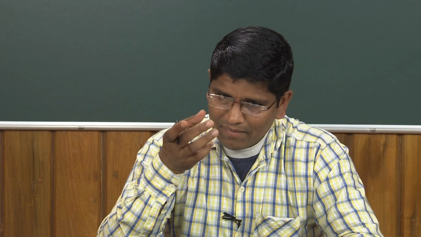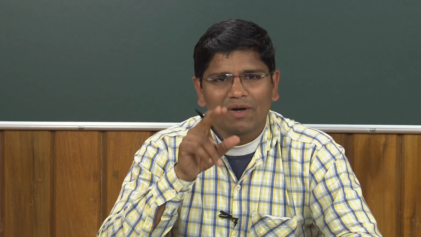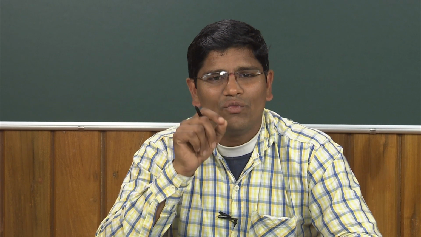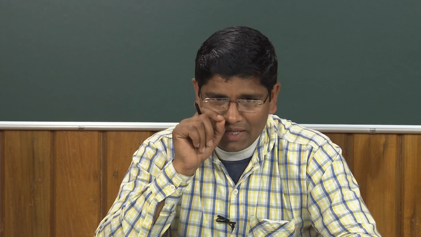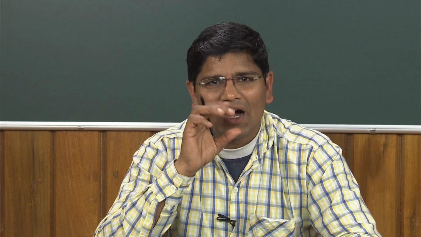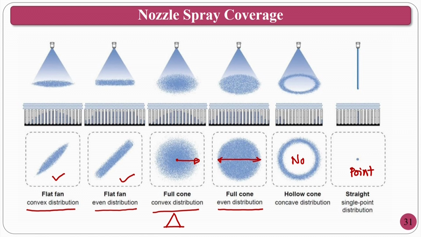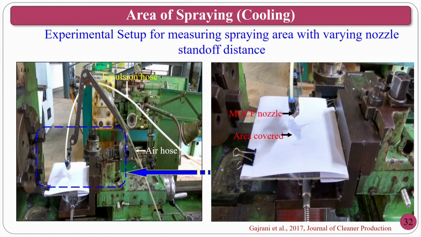From our previous literature of the thermographic image, and from the previous experience of the sticking and sliding region, now we have to choose which type of nozzle we want, depending on the area of coverage. For our application, we want a flat fan with convex distribution. We can go ahead. So how to check the area of spraying?